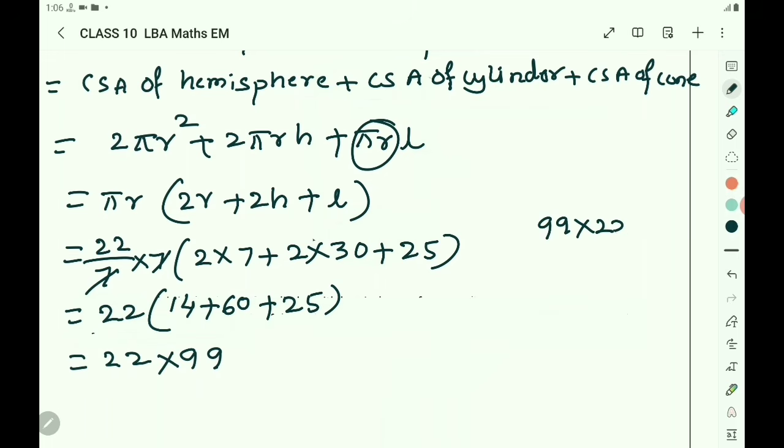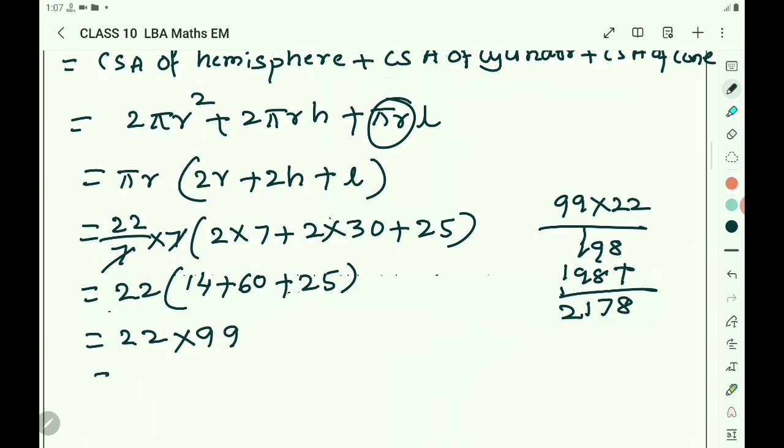99 into 22. Then 2 9s are 18, 1 carry. 2 9s are 18 plus 1, 19. Then again 99 2s are 198. 8, 9 plus 8 is 17, 1, 9 plus 2, 11, 1, 2, 1, 7, 8 you got. That equals what?